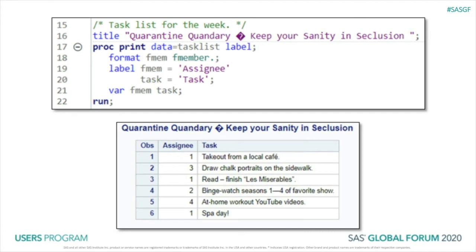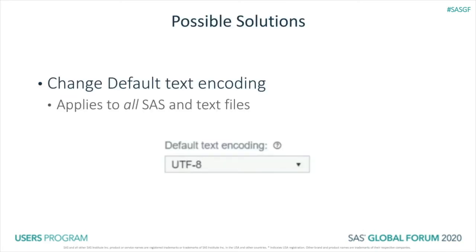The reason is that SAS Studio was expecting the SAS program file to be UTF-8. By default, the text encoding that SAS Studio is expecting is UTF-8. I could change that default text encoding. However, that would actually apply to every SAS and text file that opened into that SAS Studio session. Instead, I would like to be able to specify the encoding for this one particular file.